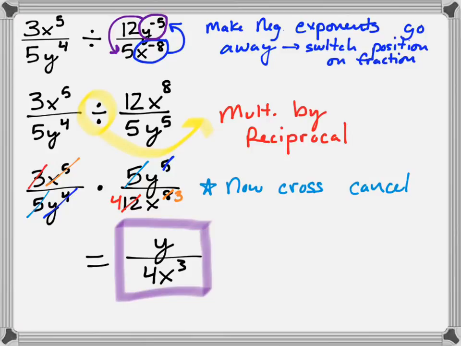Now do remember there is a stipulation on this. X cannot be 0 and y cannot be 0 based on the original problem, because remember you cannot have 0 in the denominator.